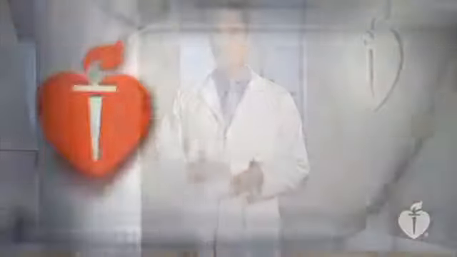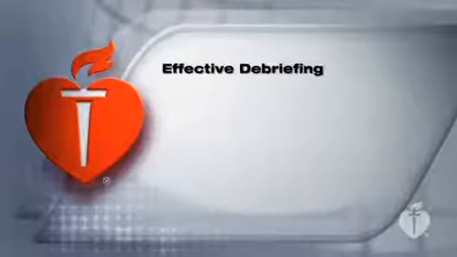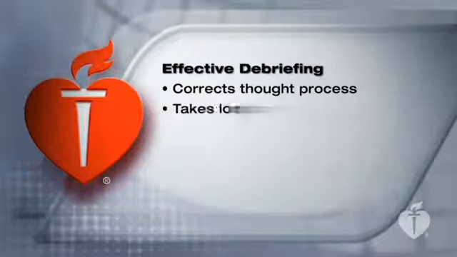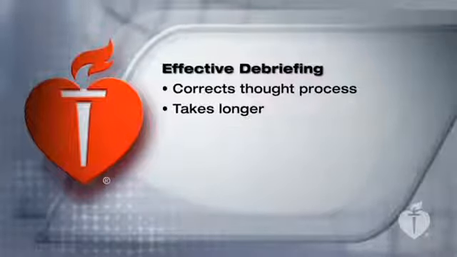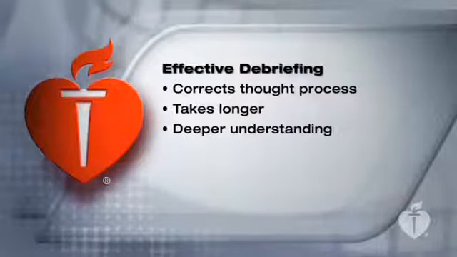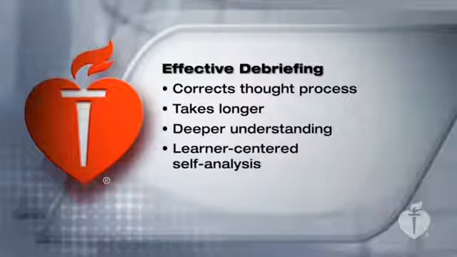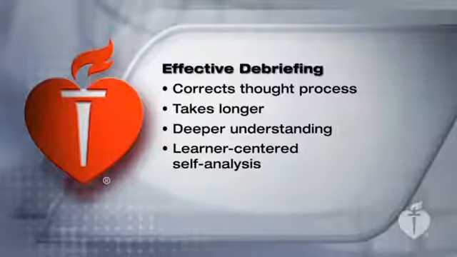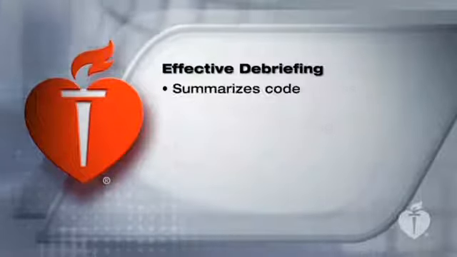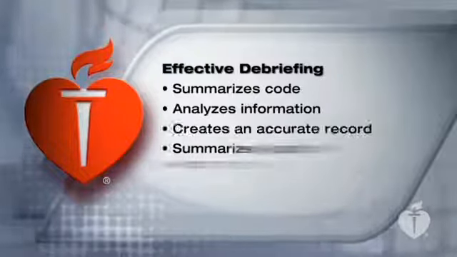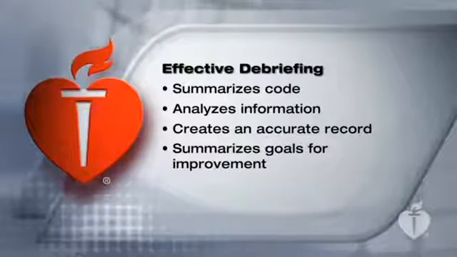Feedback is geared toward correcting actions. Effective debriefing focuses on correcting the thought process that leads to the action. While debriefing takes longer than simple feedback, it results in deeper understanding. The hallmark of structured debriefing is a learner-centered self-analysis and active participation in discussion. The goal is to gather information on how the code progressed, to analyze the information, to create an accurate record, and to summarize the goals for future improvement.